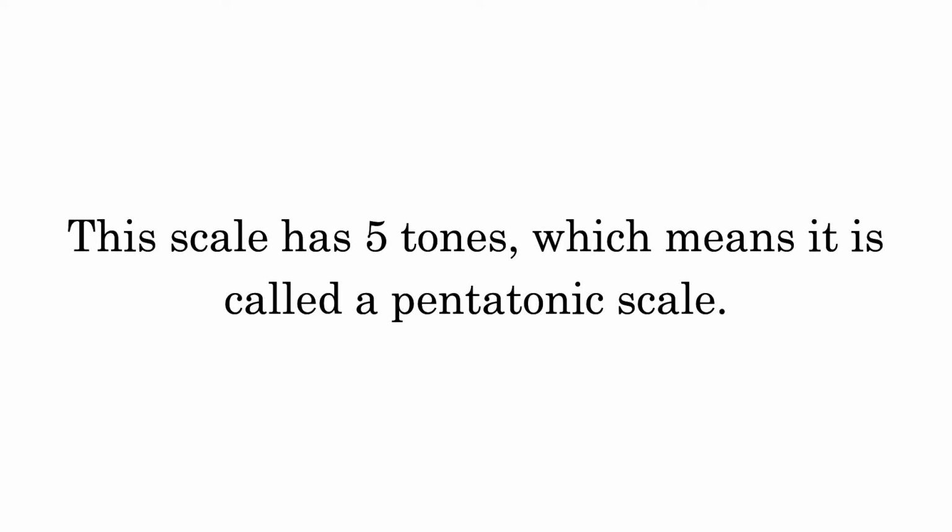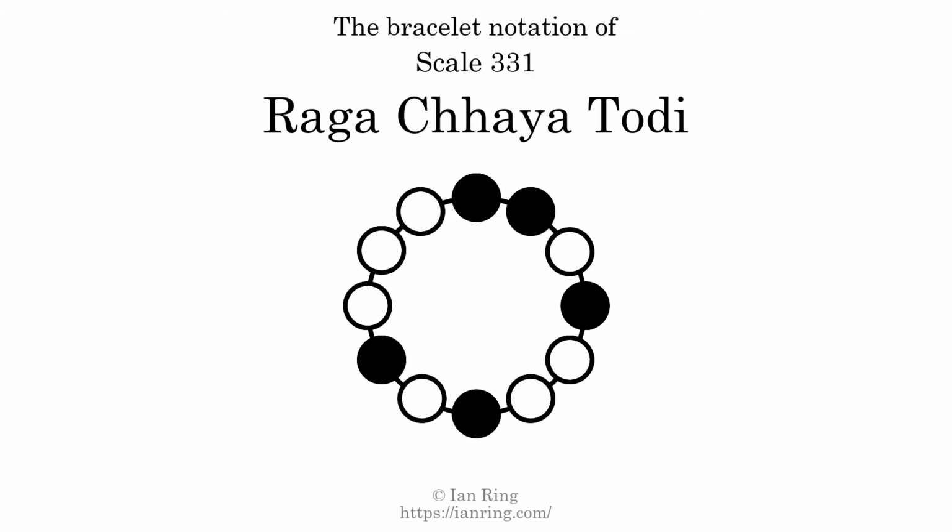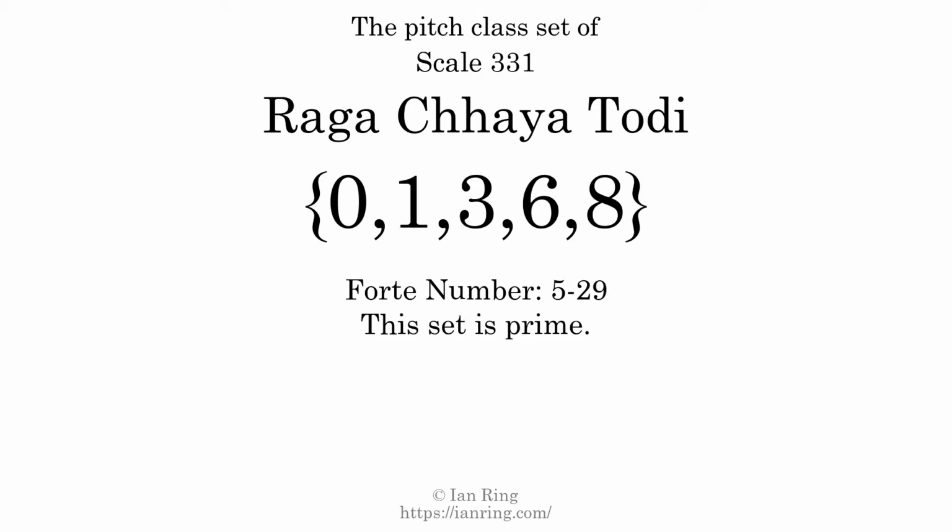This scale has 5 tones, which means it is called a pentatonic scale. This is a bracelet notation diagram of scale 331. The shaded circles represent tones that appear in the scale, and they are read clockwise, starting at the top. The pitch class set for this scale is 0, 1, 3, 6, 8.